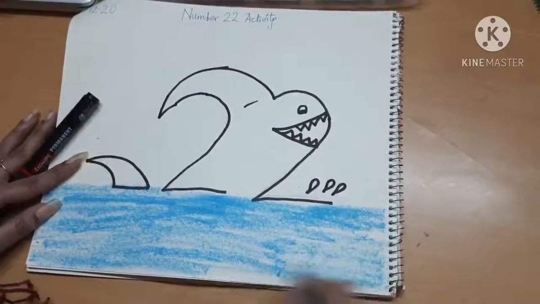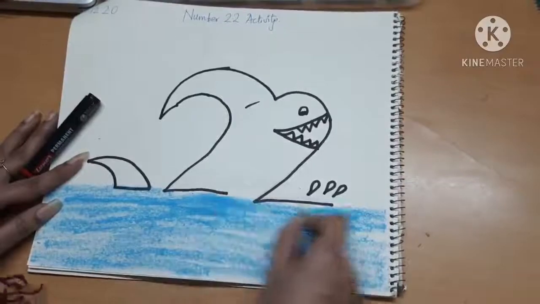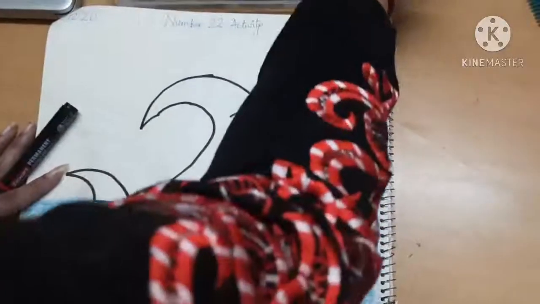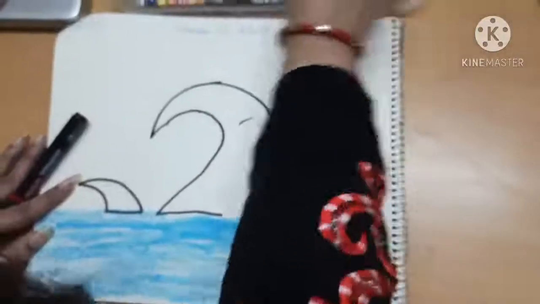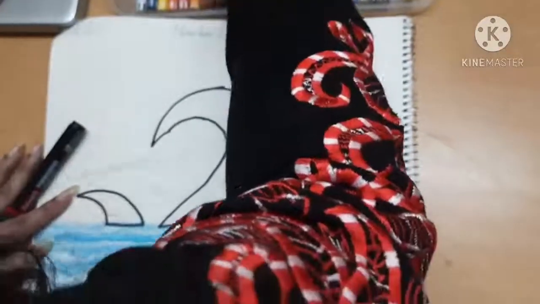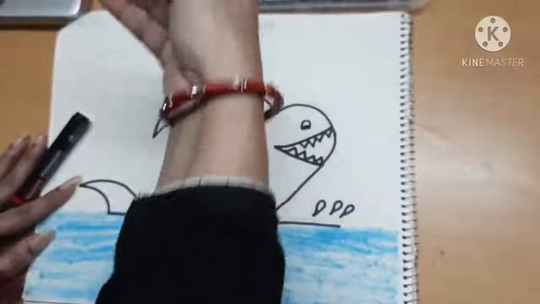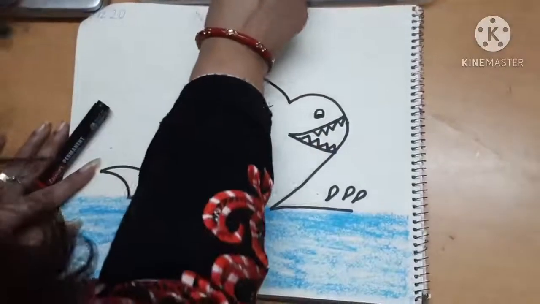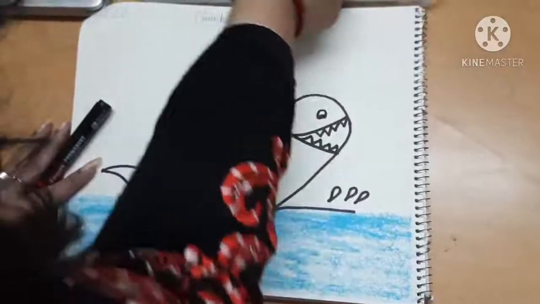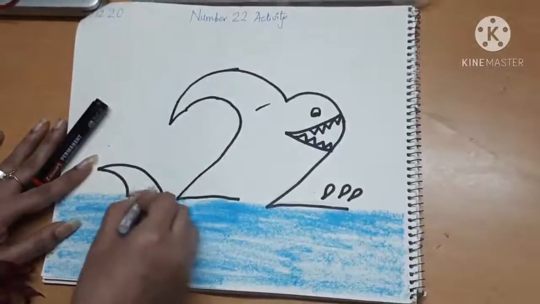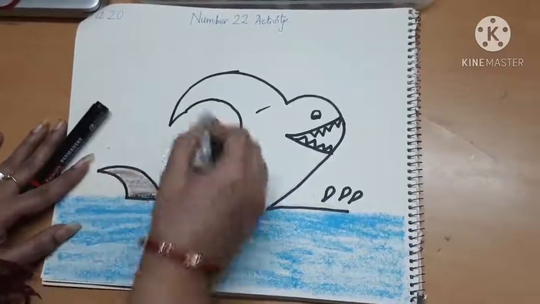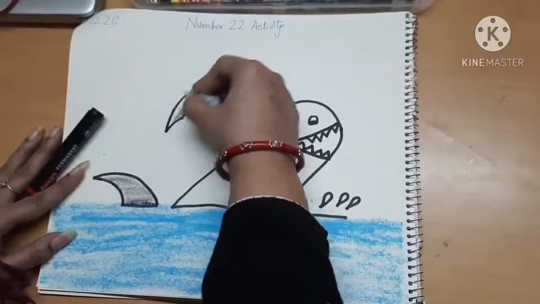So this is the water. And what is the color of a dolphin? It's gray in color. So let us take some gray color and color the dolphin. This is dark. Let me take something light. Yes, take this. Color the dolphin.